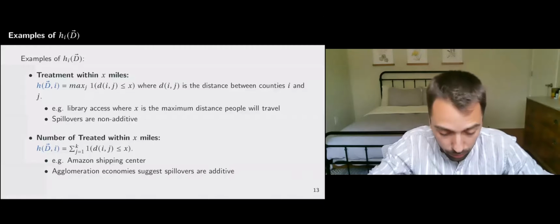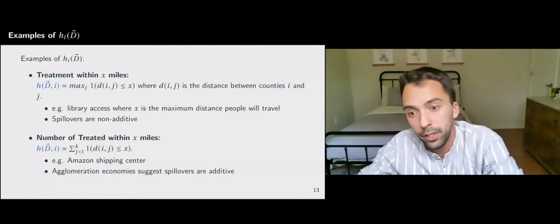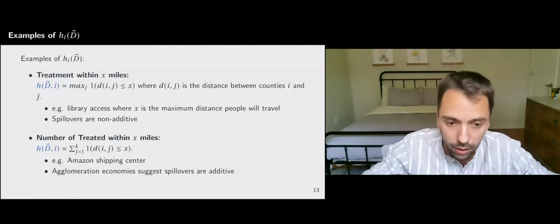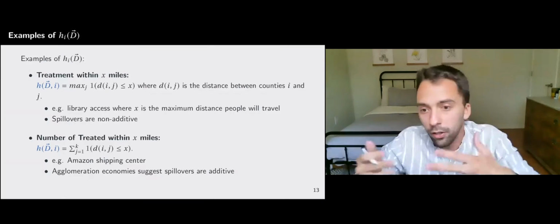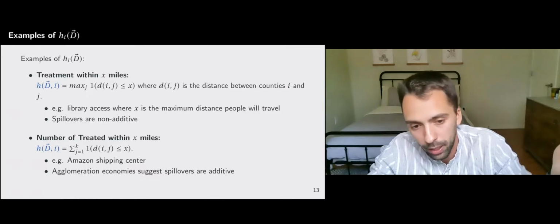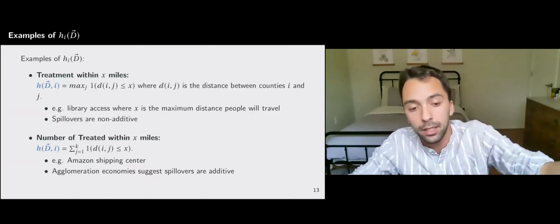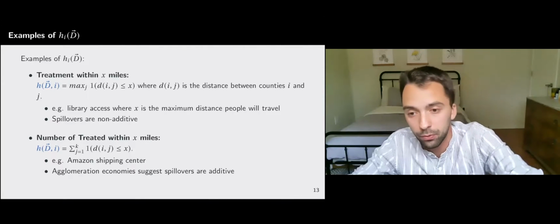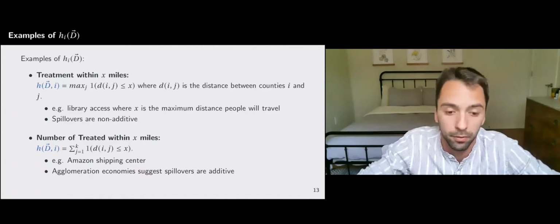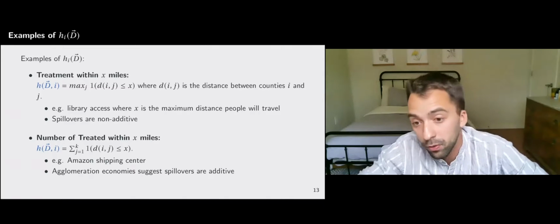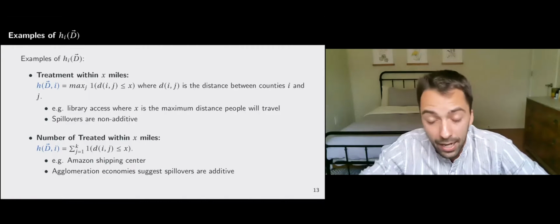As a second example, you can think about the number of treated units within X miles. So now, instead of it being whether or not there's any within 40 miles, you could say how many counties within 40 miles are treated. And so that's the sum of these. And that sort of would reflect if there's some sort of additive spillovers.